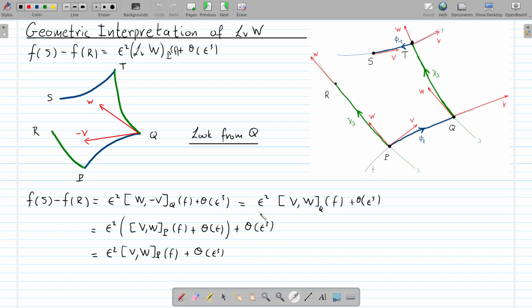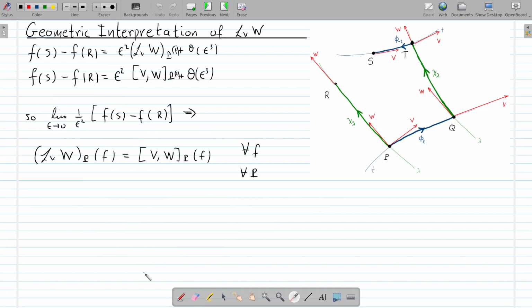But the difference of the value of the commutator acting on f at the point Q compared to the one acting at the point P are terms of order epsilon. So since we keep terms only up to order epsilon squared, this difference is negligible. Therefore, we arrive at the result that f of s minus f of r is the value of the commutator of V and W at the point P acting on f plus terms of order epsilon cubed.